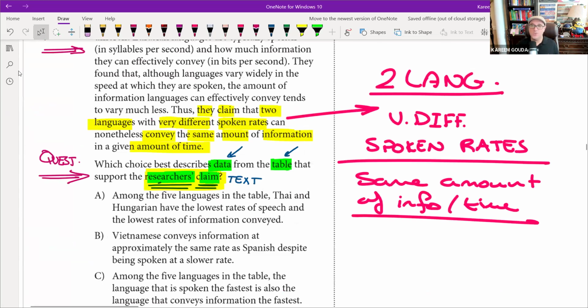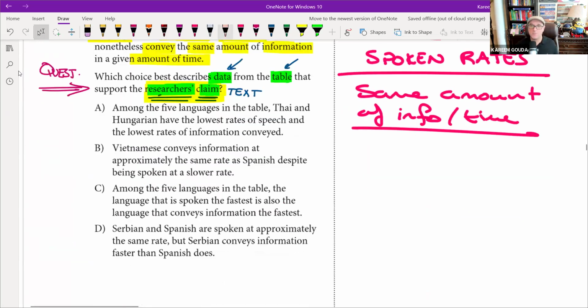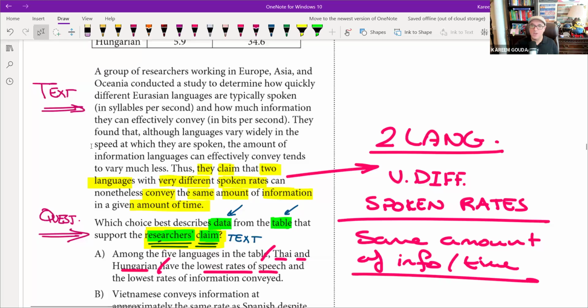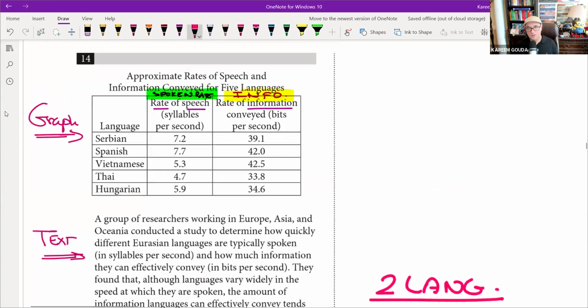Now, let's just do this with the answer choices, and it's super easy. Divide your answer choices. Don't forget, skill number one, always divide the answer choices into little parts. We do this in every single type of question in reading, forever, okay? Among the 5 languages in the table, Thai and Hungarian have the lowest rates of speech. Okay, we stop. We go back to the table. Thai and Hungarian, lowest rates of speech.